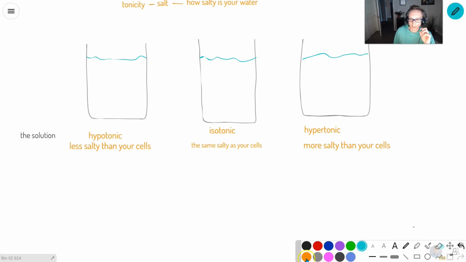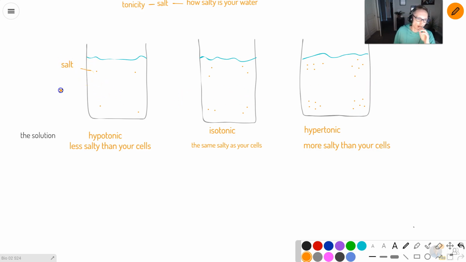Okay, so this is going to be low salt concentration. Low salt. Actually, I'm just going to draw in the salt, like this. 1, 2, 3, 4. Very low amount of salt. Isotonic, we're going to draw it with 8. 1, 2, 3, 4, 5, 6, 7, 8. 8 salts. And hypertonic, we're going to go crazy with a lot of salt in there. Okay, these little things are salt.